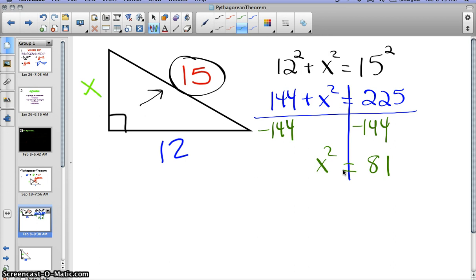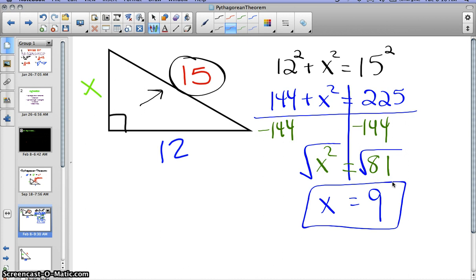Then, in order to undo a square, we have to take the square root of both sides. I love how I push red and it still writes blue. That's kind of awesome. And so x is now equal to 9. Just like that.